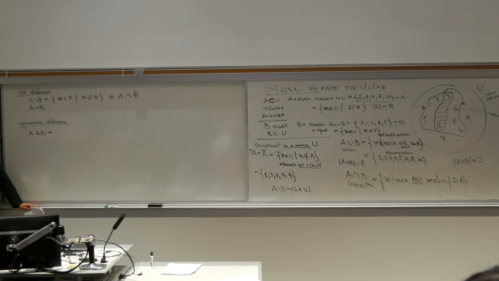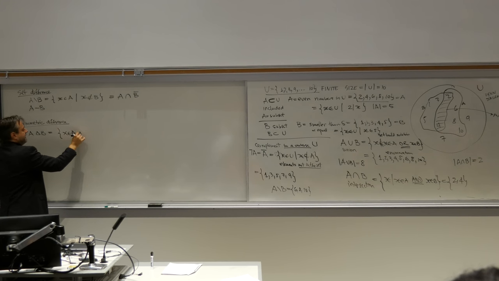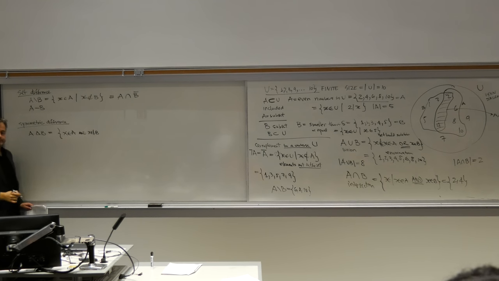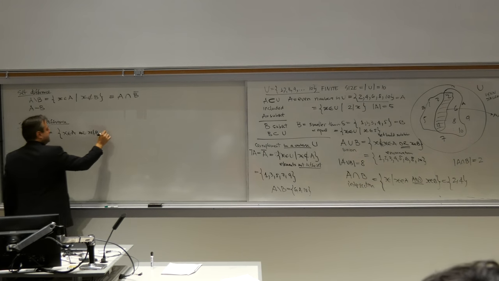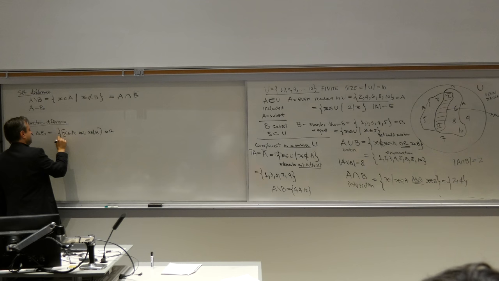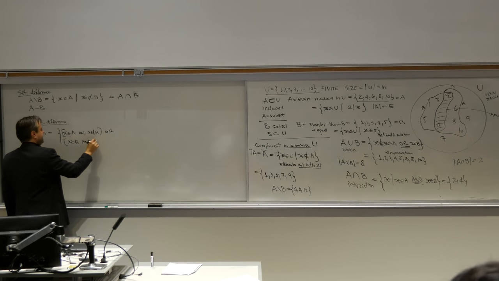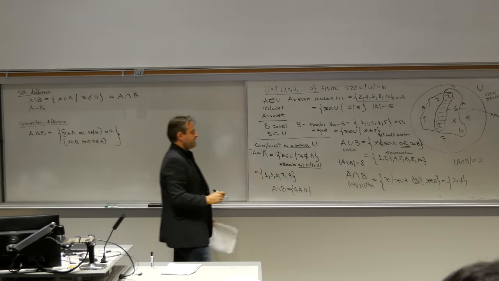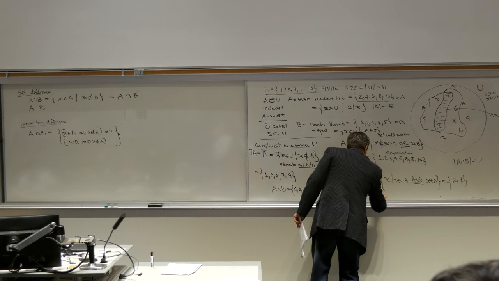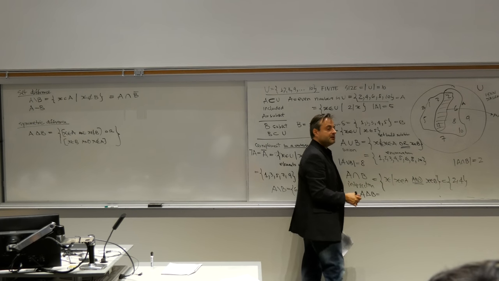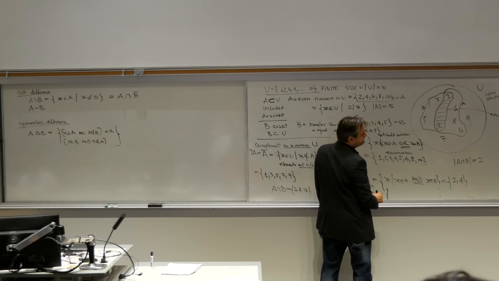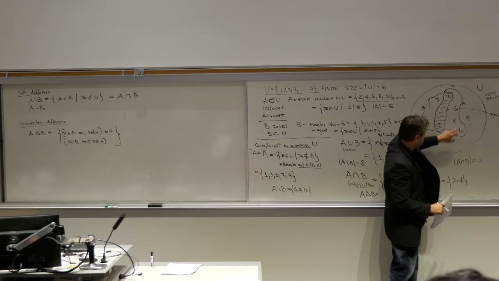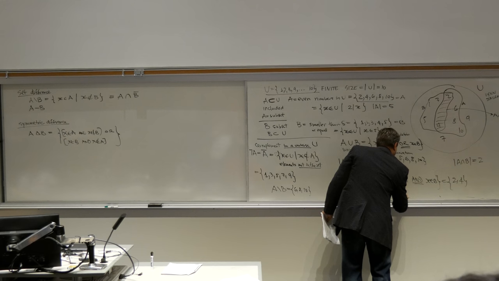So if I wanted to do that analogy here, what would be the elements in the symmetric difference? They have to be in one set but not in the other set. So either they are in A and not in B, or they are in B and not in A. What would be my symmetric difference here? Who's in A but not in B? 6, 8, 10. Who's in B but not in A?